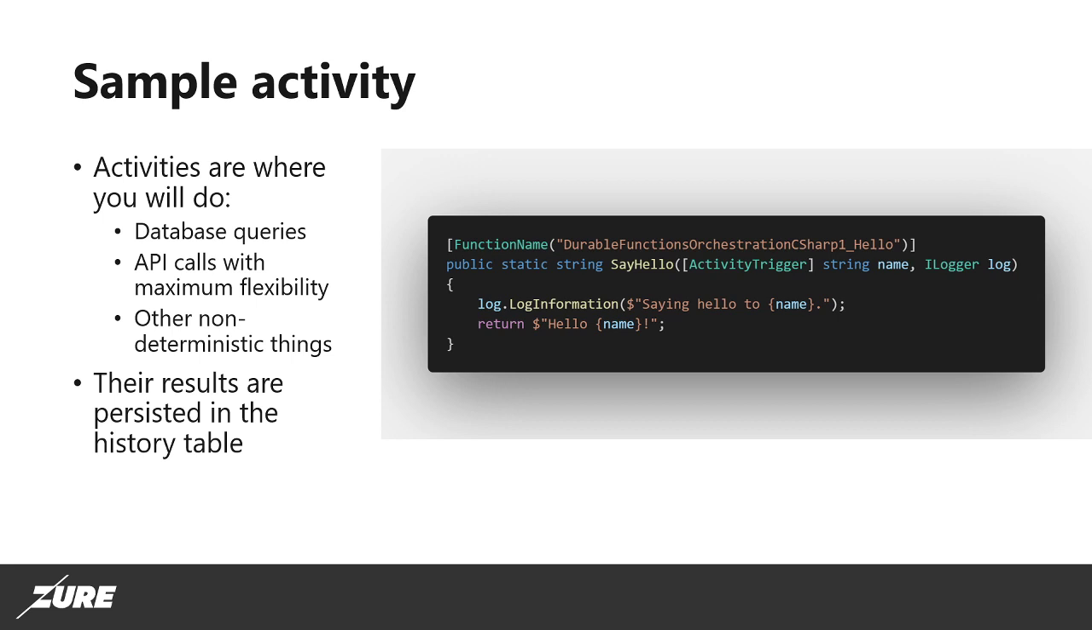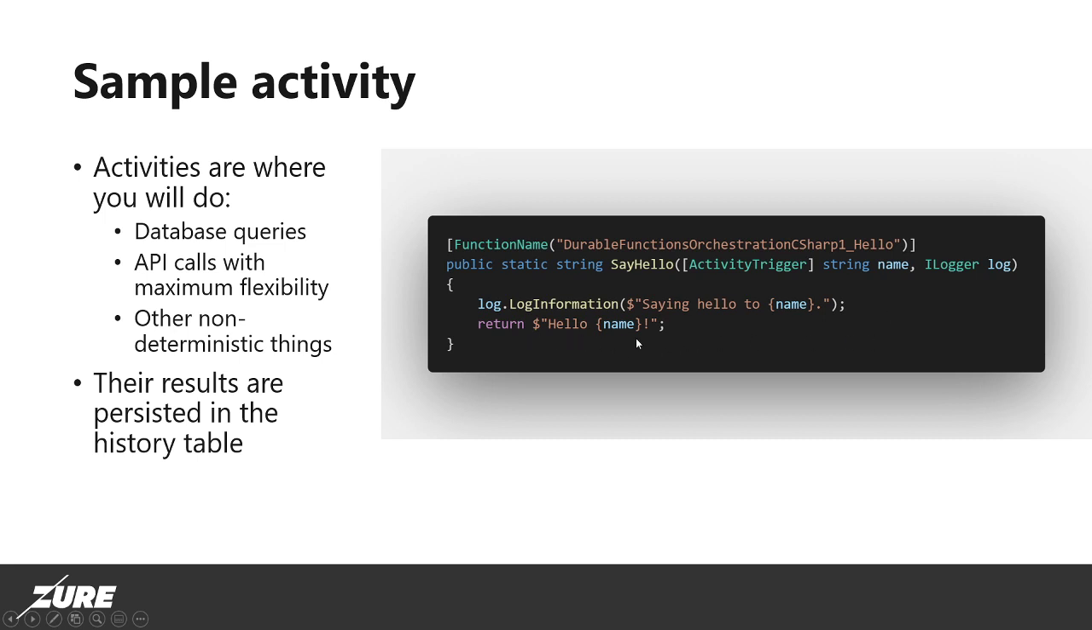Okay, so then activity functions. They're the ones where you will do the heavy lifting. We know this is an activity function because of the activity trigger attribute here. And then here we have the input for this activity. And again, your inputs and outputs in activities and suborchestrators can be any type, essentially. But in this case, it's just a string.